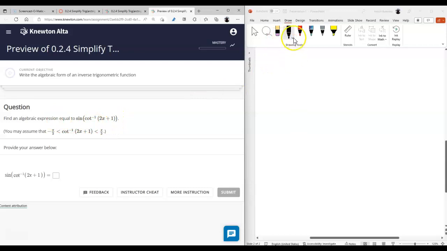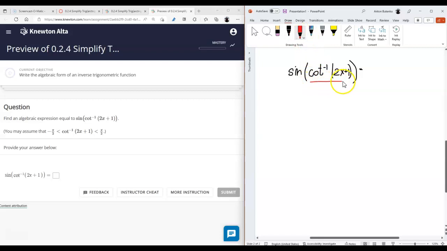We're looking for the sine of cotangent inverse. Cotangent inverse is also known as arccotangent, and I actually prefer that name. But the idea is very simple. We can call what's inside of the parentheses here theta. The problem becomes quite simple. It's just finding sine of theta. Sine of theta is also very simple. It's just the opposite over adjacent.